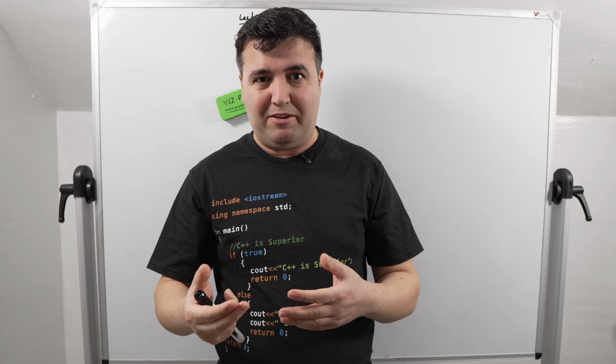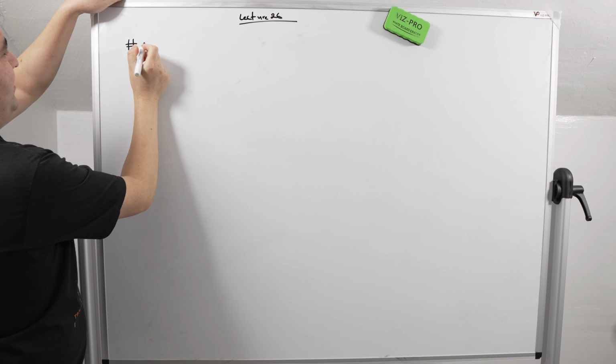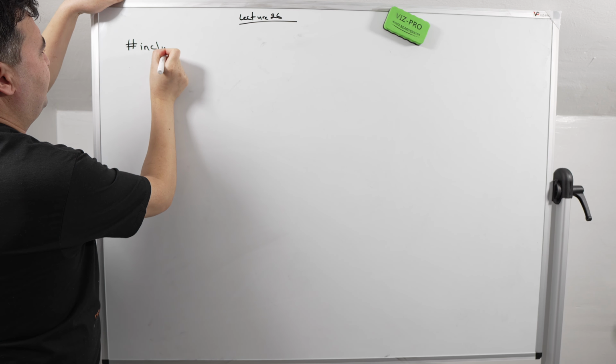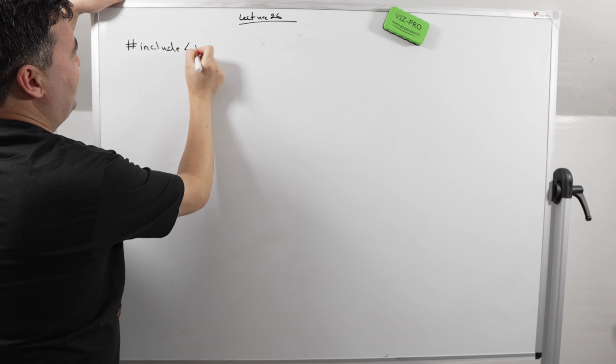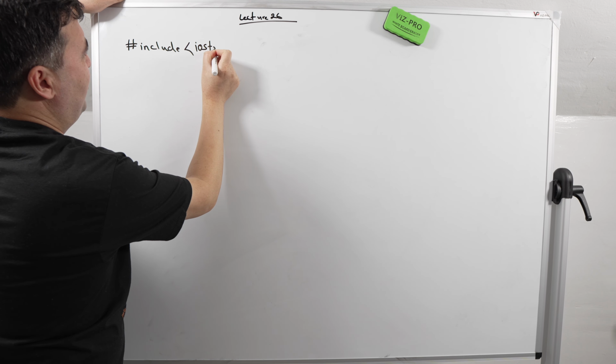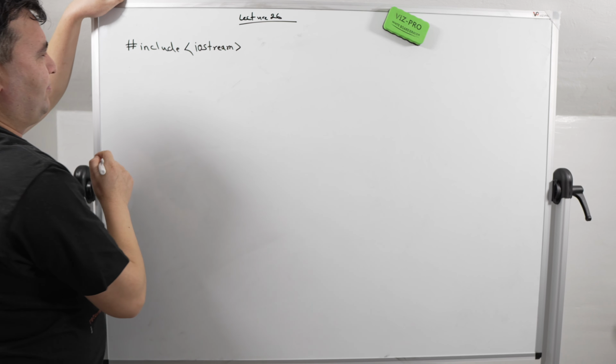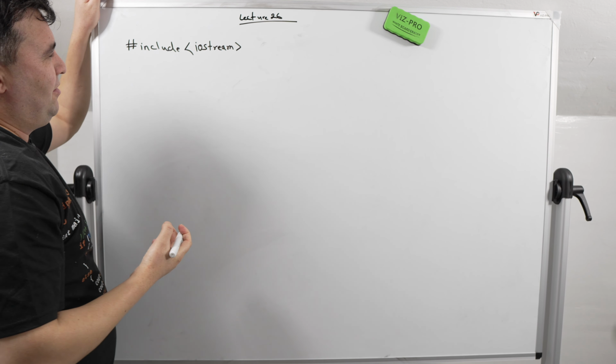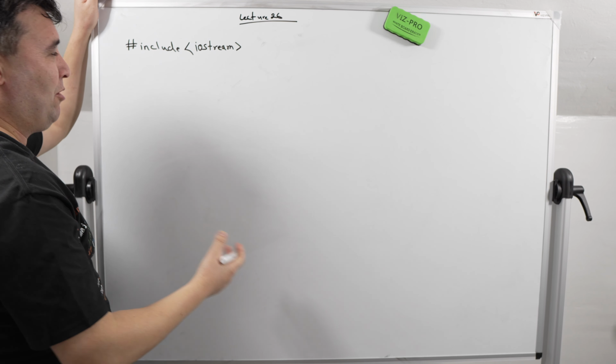So let's write our program. First we include our library, which is the input output library, iostream, because we take input from the user and output to the user. So definitely we use cin and cout, and we need to include this library. Then we use the standard C++ library, using namespace std.